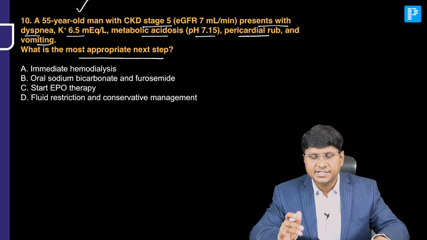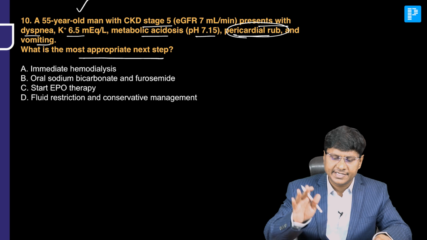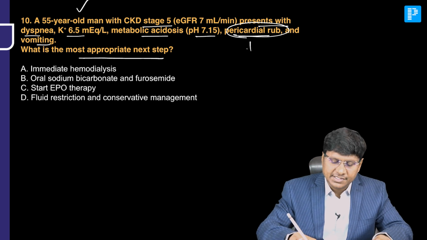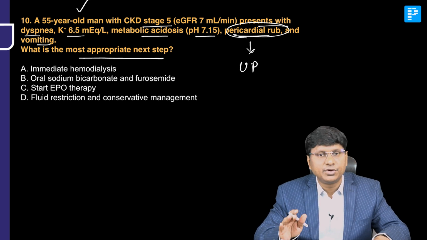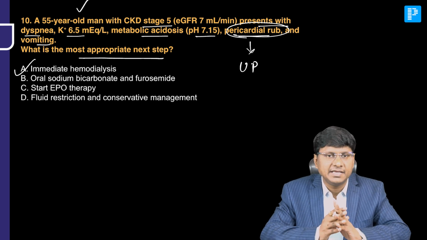So this particular patient is having the pericardial rub. In a background scenario of chronic kidney disease, there is a pericardial rub. So what is this suggestive of? This is suggestive of uremic pericarditis. So this is a patient who requires immediate hemodialysis.